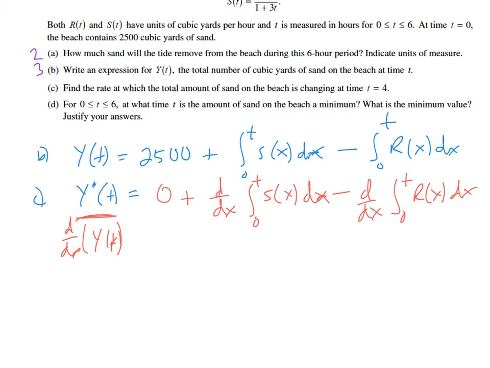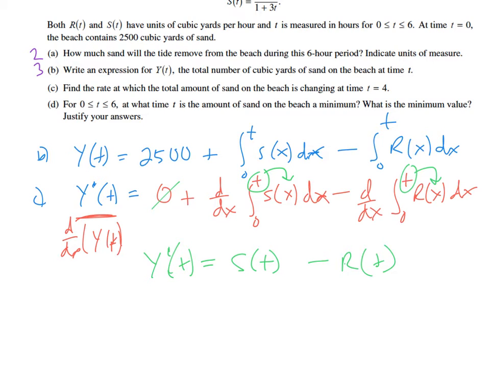So recall that our conclusion, kind of our shorthand of what's going to happen here, is that this variable, as long as it's just a variable, we don't have a function there, it's just a simple t, is going to go inside. And my derivative of my integral is going to give me just a simple s of t and r of t. And the 0 is going to go away there, so I've got y prime of t is going to be s of t minus r of t.